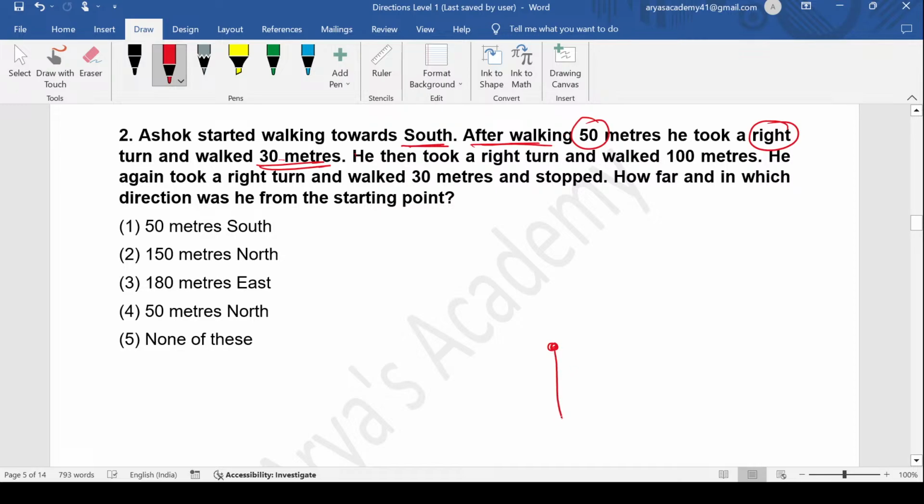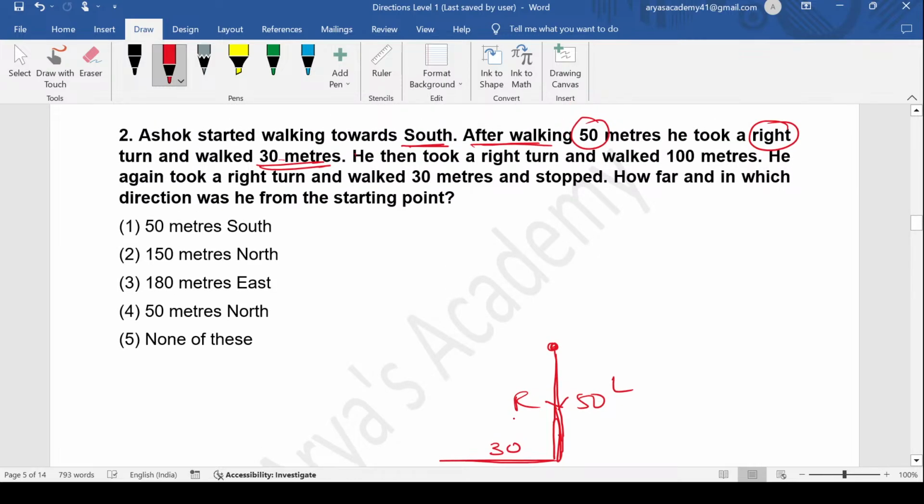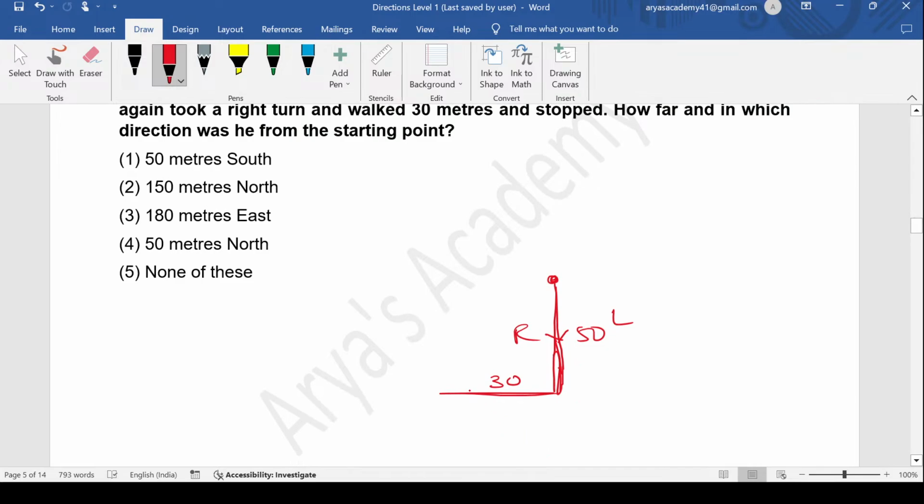Got it? He has gone for 50 meters. Which direction? South. And from there he took a right turn. So when you're traveling towards south, I think you know which is right and which is left. This is right and this is left. So we have to go towards right, and that too for 30 meters, very clearly mentioned. Then again he took a right turn. Now we are not walking towards south, we are actually going towards west. So if you are going towards west, what is your right? This is your right, and this will be your left.